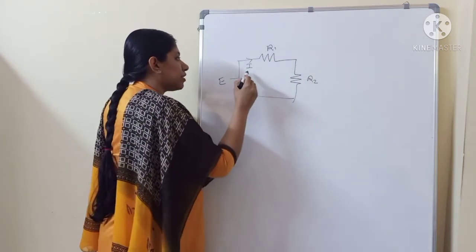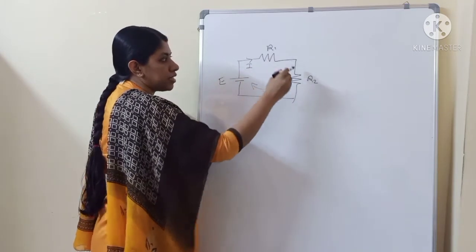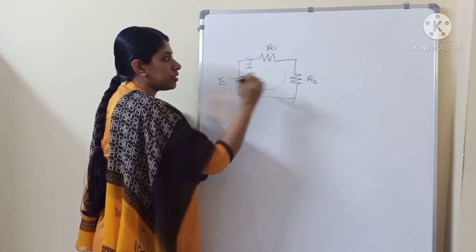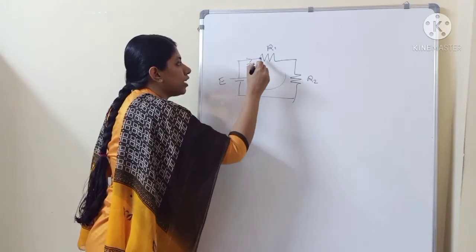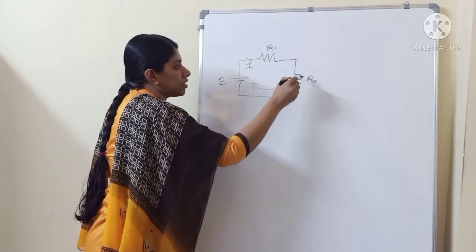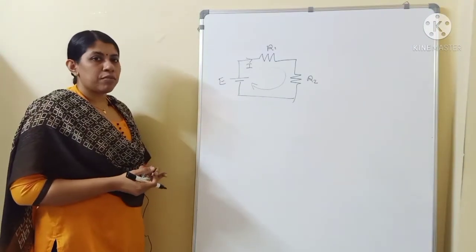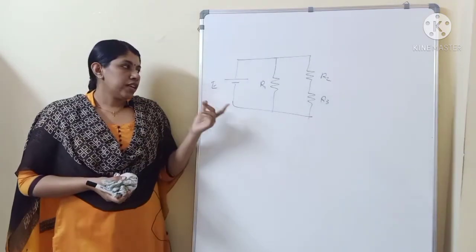So that means the current I has only a single path to flow through. Such a connection is called a series connection. In other words, in a series connection, the same current flows through both the elements R1 and R2. I will show you another example also, then things will become clearer to you. Okay. Now consider this circuit.